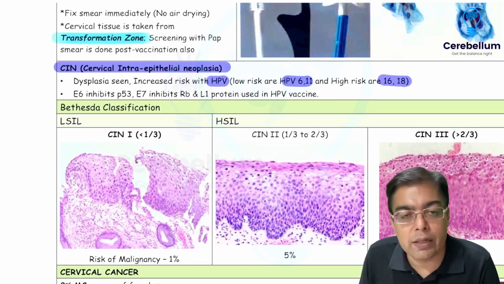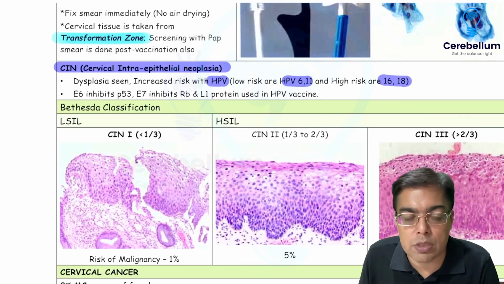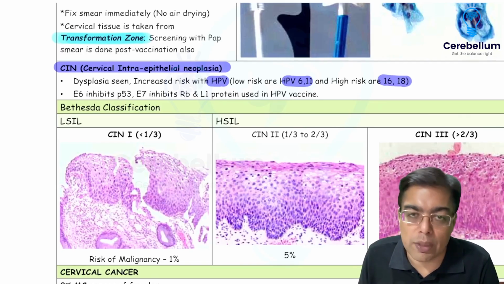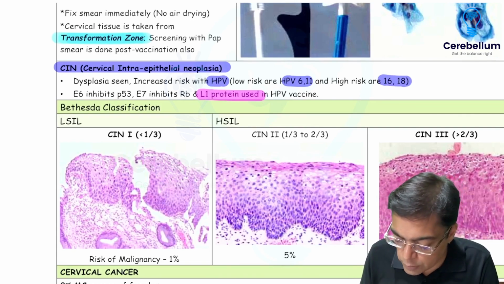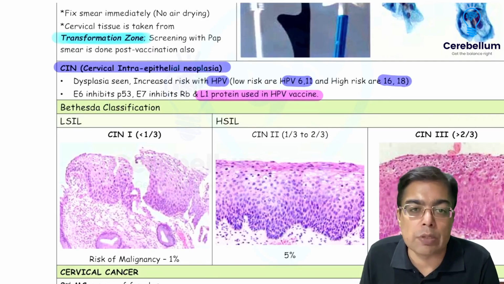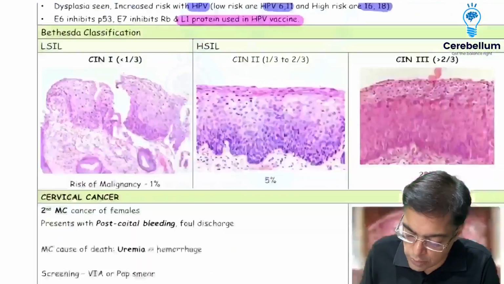In the pathogenesis, we had a discussion. E6 is the one responsible for causing underactivity of P53. E7 protein from the virus is responsible for causing underactivity of the RB gene. And what is being used for the purpose of vaccine? Yes, we need to remember the L1 protein is being used for the purpose of vaccine. So vaccines are available. The names are Cervarix and Gardasil, about which you have an idea.